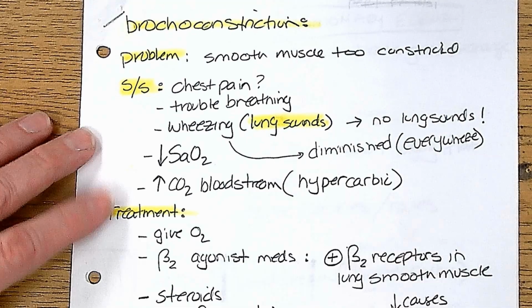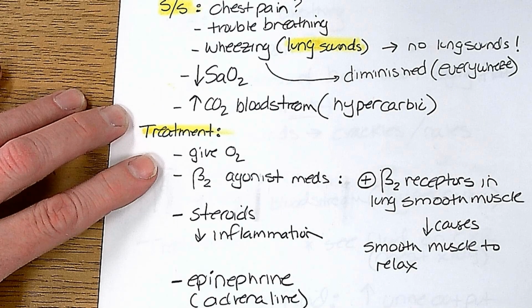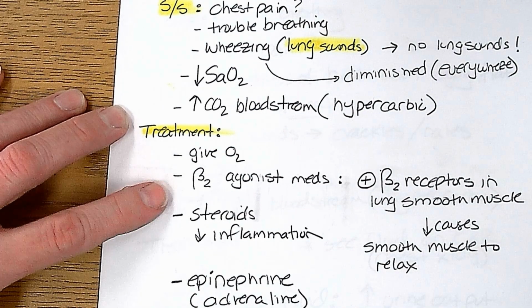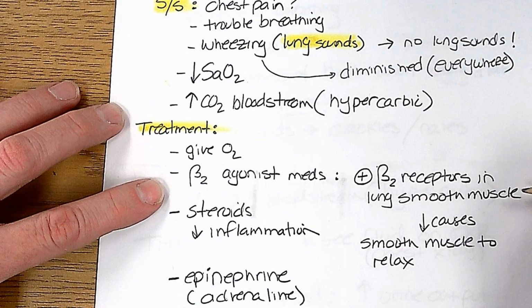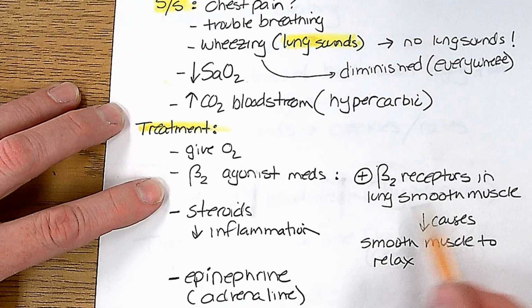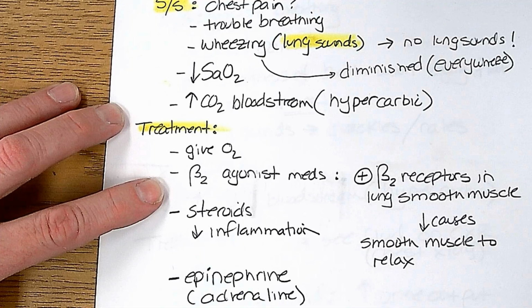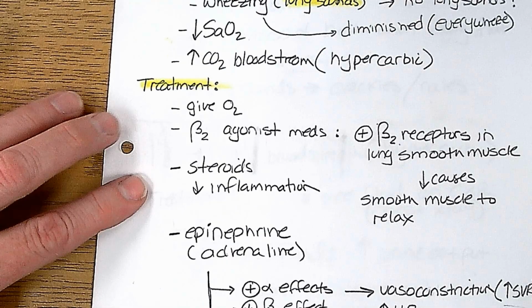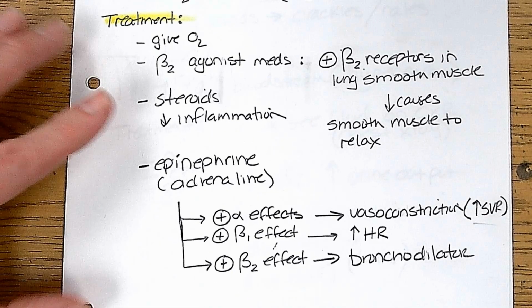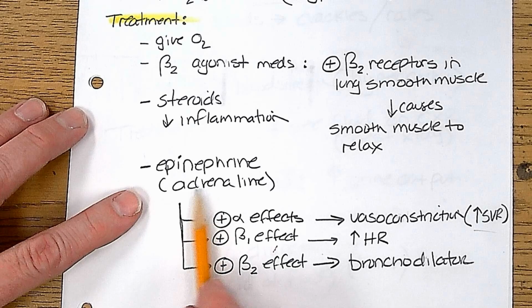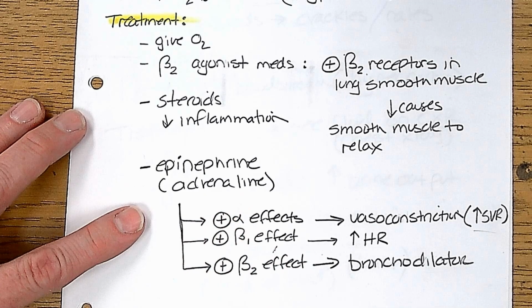Okay, and the treatment for that is, first we're going to give oxygen, and then we're going to give beta-2 agonistic meds. Remember, we have one heart, beta-1, two lungs, beta-2. So we're going to target beta-2 receptors in the smooth muscles surrounding the bronchioles. And when you agonize them, when you turn on those receptors, it's going to cause the smooth muscle to relax. In addition, we can give steroids, which will reduce inflammation. And in severe cases of bronchoconstriction, we're going to give epinephrine, otherwise known as adrenaline, like an EpiPen.